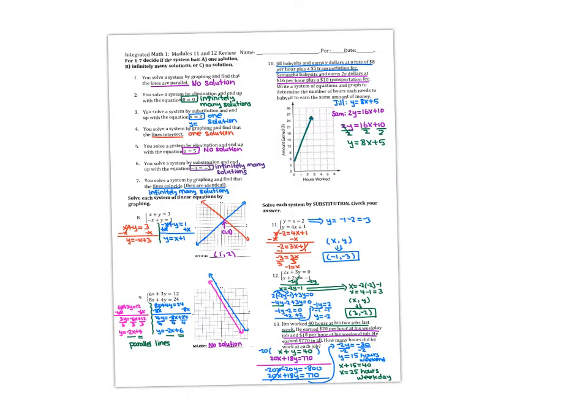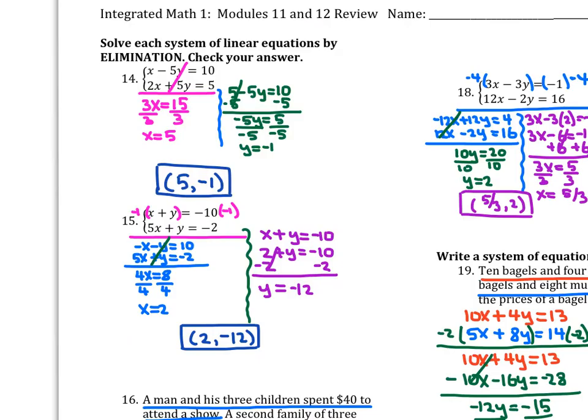This concludes page 1. On number 14, I automatically find out that the y's cancel, leaving me with 3x equals 15, so x is 5. I'm going to take that and substitute it back into one of the equations. I chose the first one, so I'm putting the x as the 5 here. Solve for y, and y equals negative 1. My solution is 5, negative 1.